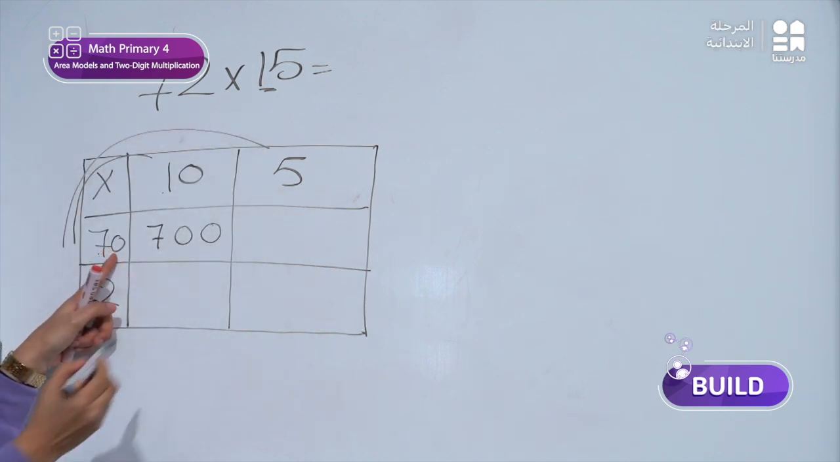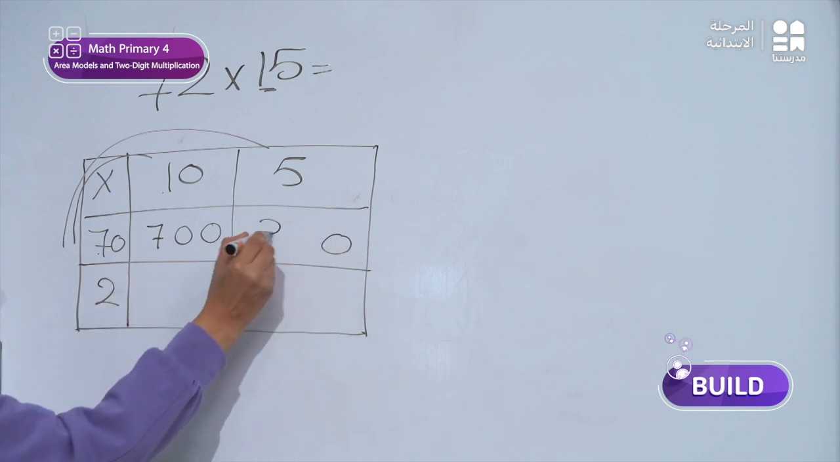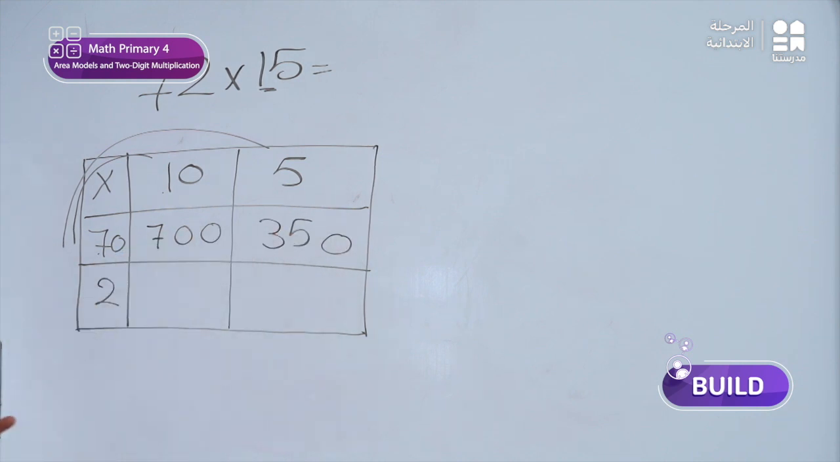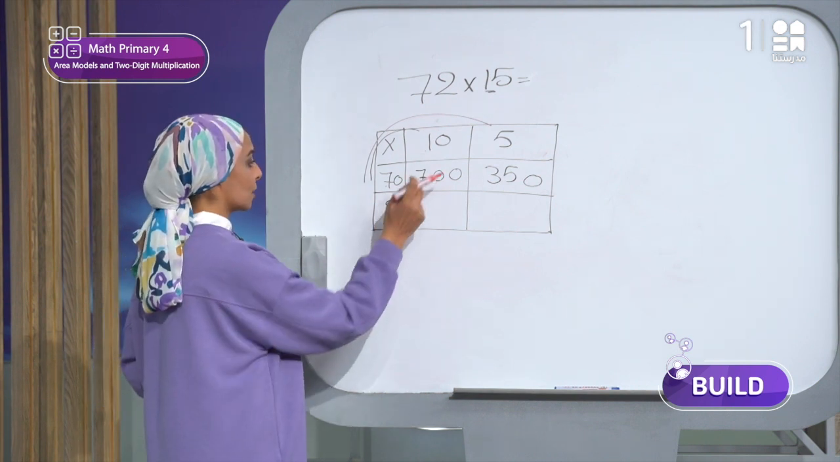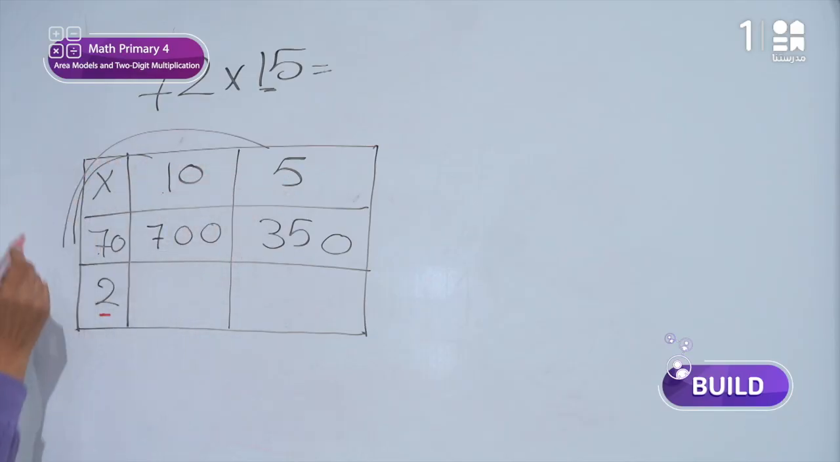Of course, I'll put the 0 here. 7 times 5 equals 35. Okay, what is the next step? I will multiply 2 times 10, then 2 times 5.